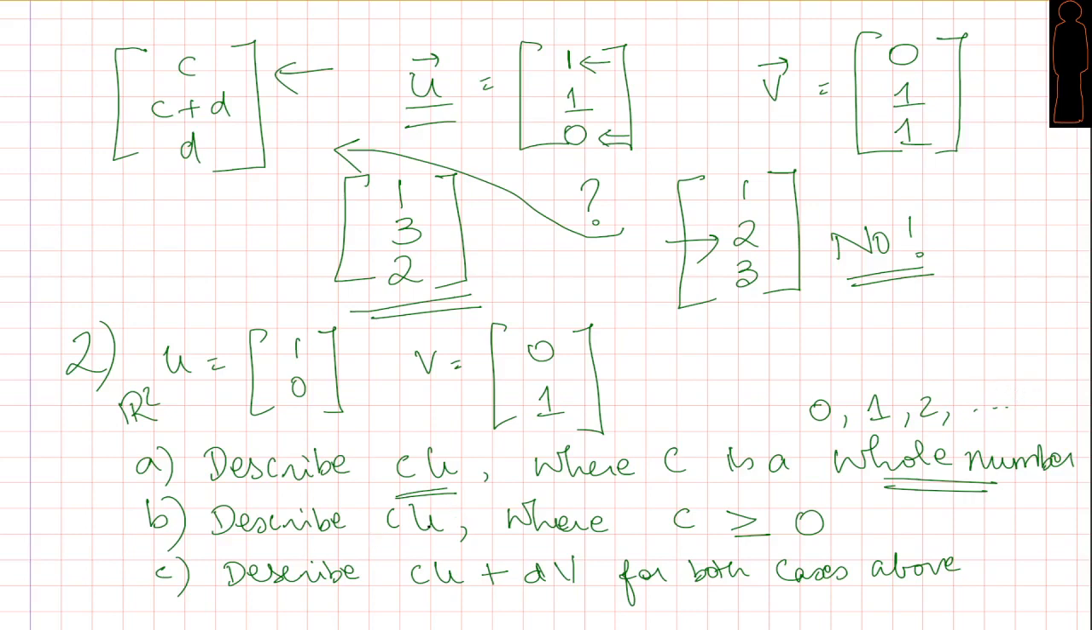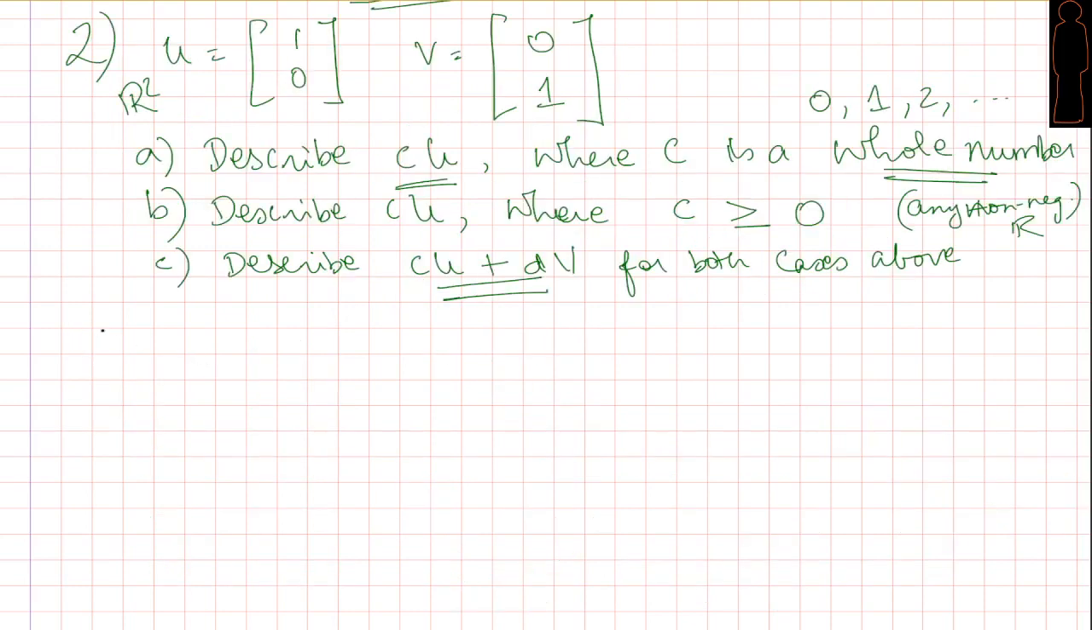Similarly, the second part says, can you describe Cu where C is greater than or equal to 0? So that means that this is any real number, any non-negative real number. And the last part says, describe this Cu plus dv for both the cases above. So you will have to pick up Cu from case A, add dv to it and tell us what happens. Move to case B, Cu, add dv to it and then find out what this describes.